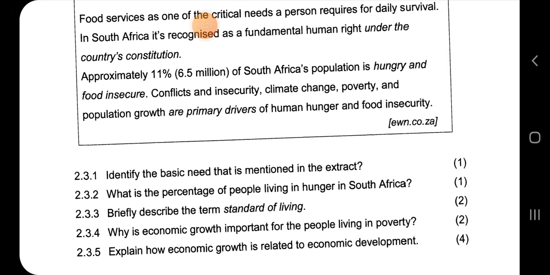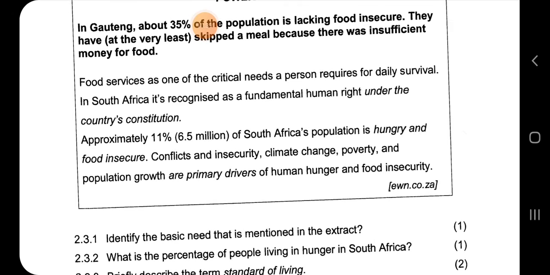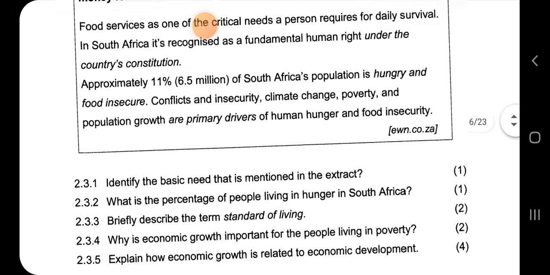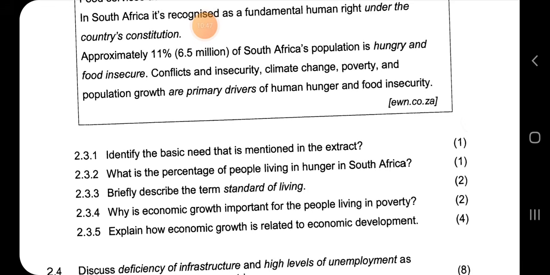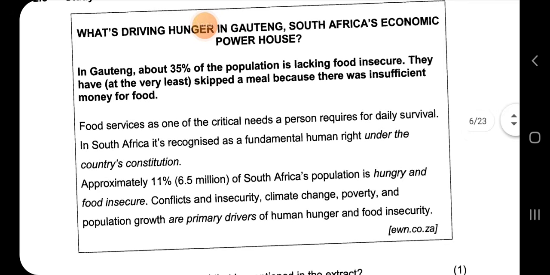2.3.1 says identify the basic need that is mentioned in the text below. We're talking about food. Okay, so I would say food or food security. You can just write food or food security. The answer will be correct. And then 2.3.2 says, what is the percentage of people living in hunger in South Africa? Well, the percentage of people living in hunger in South Africa is 35%.